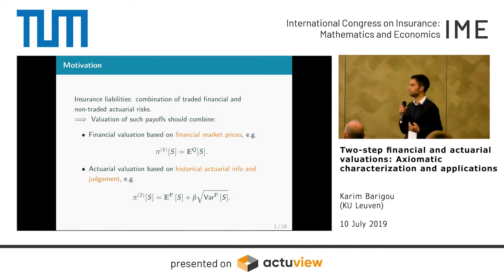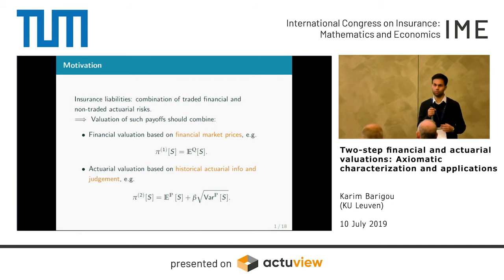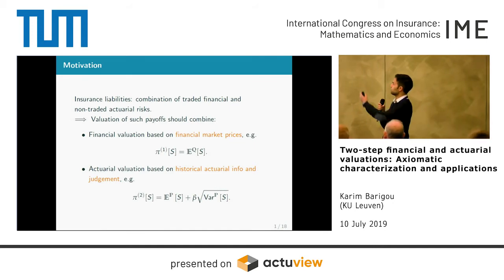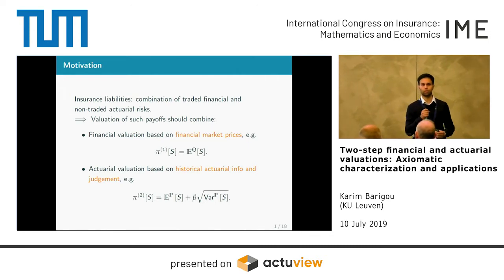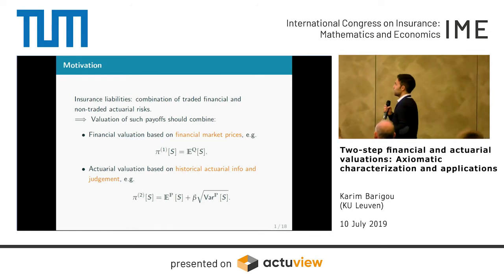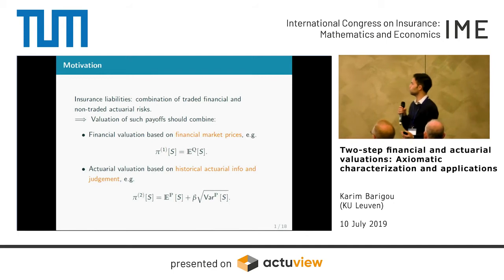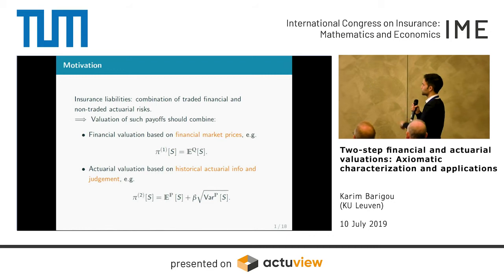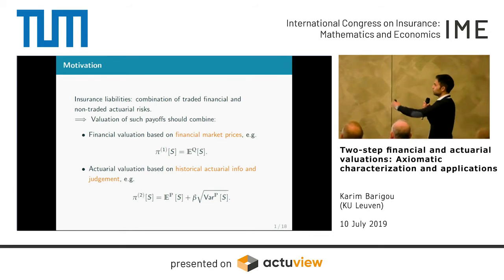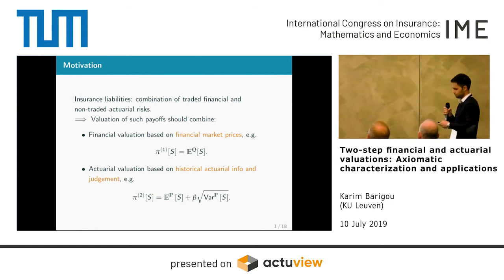What we mean by financial valuation is typically valuation that is based on financial market prices. Typically this is, for instance, the risk neutral expectation, where this Q is calibrated on market prices. And then you have, on the other hand, the actuarial valuation based on historical actuarial data and also some actuarial judgment. A typical example would be standard deviation, where this P is essentially based on historical data.